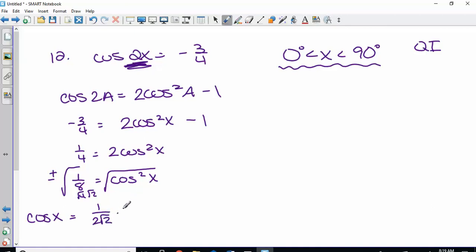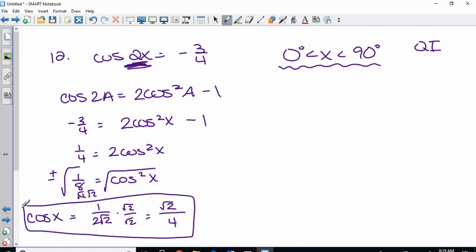Okay, can we leave a radical on the bottom? No. So we multiply the radical 2 on top and bottom. So 1 times radical 2 is radical 2. 2 times radical 4, so that would be 2 times 2, which is 4. So that gives us our cosine x.